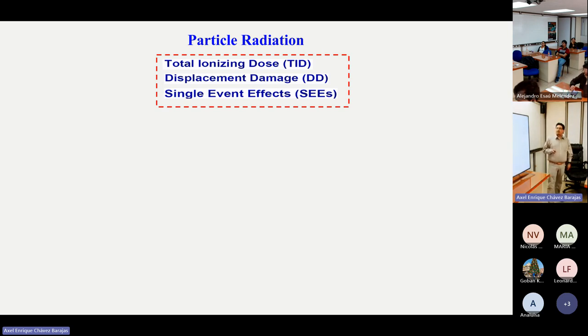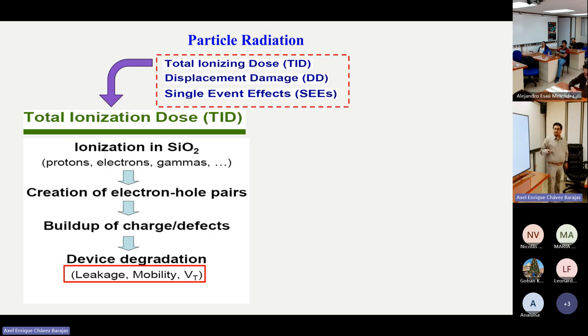In this work, we are talking about the total ionization dose effects on semiconductors. As seen here, the total ionization dose can generate ionization principally in the silicon oxide of the semiconductors. This ionization creates electron-hole pairs that can cause a buildup of charge or defects. And the problem is the device degradation by this ionization.